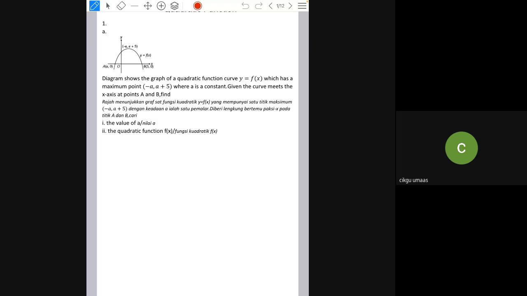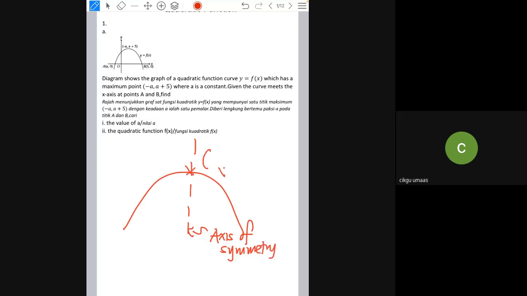This is the curve. When I cut exactly in the middle, I think all of us know this is given the name axis of symmetry, persamaan paksi simetri. In the question, the equation of the axis of symmetry actually represents the coordinate of X. So the coordinate of X is what we call the axis of symmetry. In this question, the coordinate of X can be seen very clearly, negative A. First step, that's the equation of the axis of symmetry.